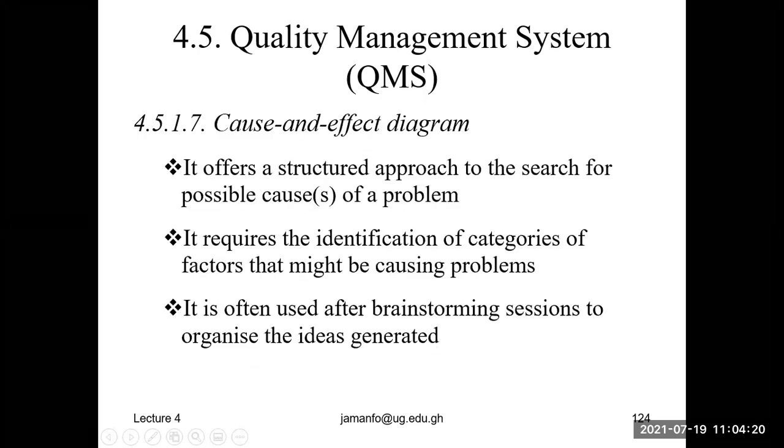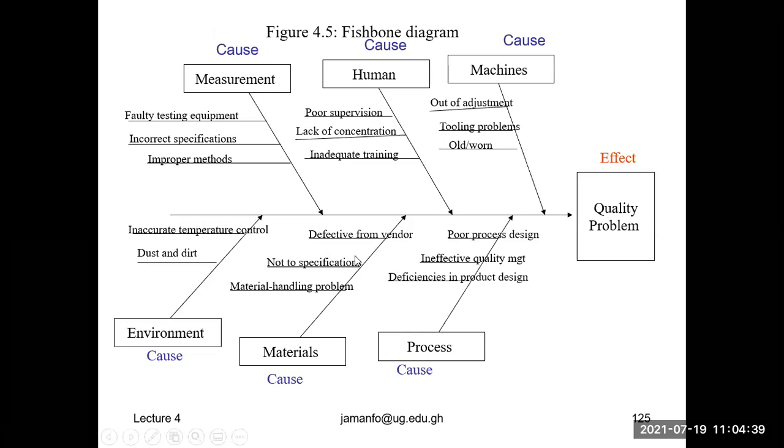In the case of the cause and effect diagram, we want to brainstorm, and that is what makes it qualitative. Brainstorm to get to the possible causes of an issue, of a problem. So it looks like this.